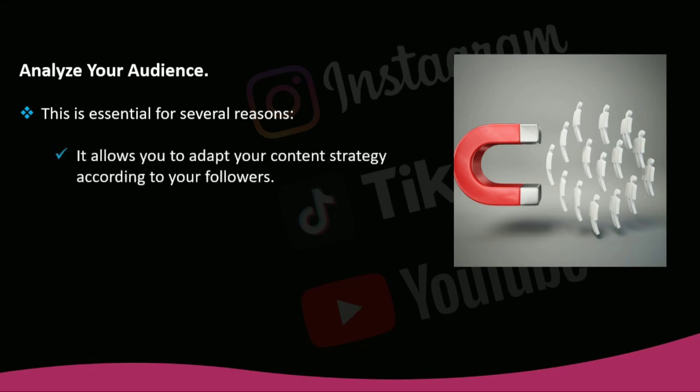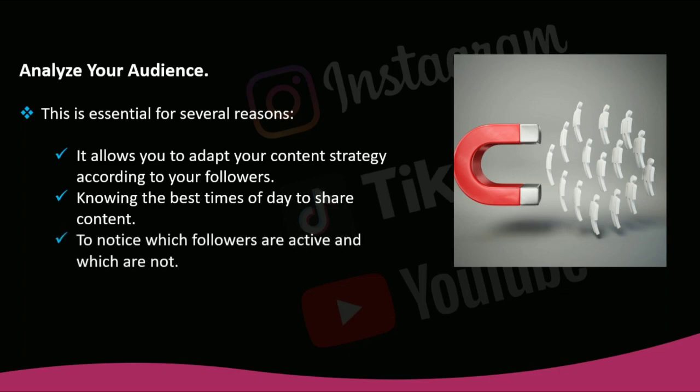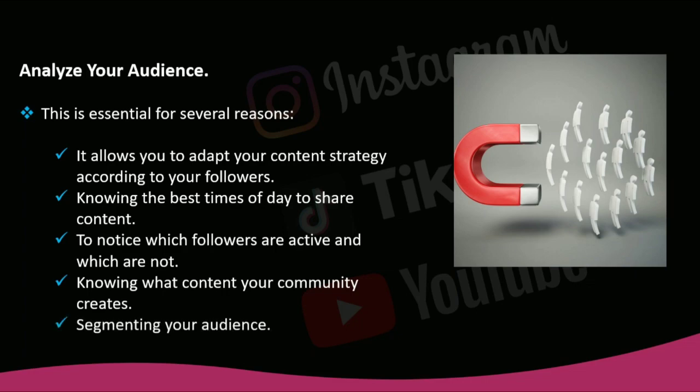It allows you to adapt your content strategy according to your followers, knowing the best times of day to share content, to notice which of your followers are active and which are not, to be able to reactivate the passive ones, knowing what kind of content your community creates to get an idea of what works best, segmenting your audience better to adapt your strategies to each one, analyzing why people follow or unfollow you. But how? The answer is simple: by analyzing Instagram's profile metrics.